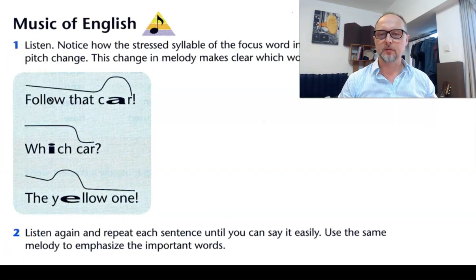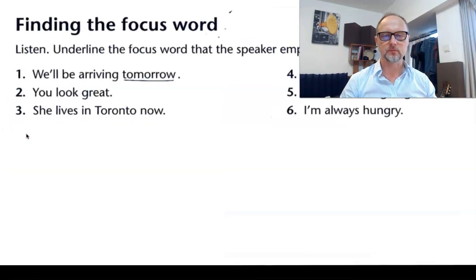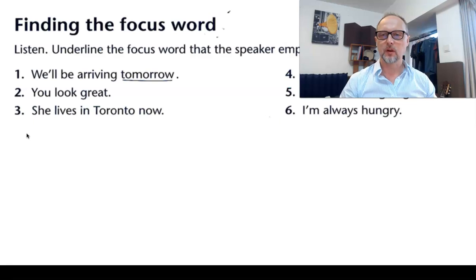So for example here, follow that car. So car is the most important word here. Which car? The yellow one, right? So always the most important word, your voice needs to go up and down. Usually it will be up and down. Okay, so we've done that.